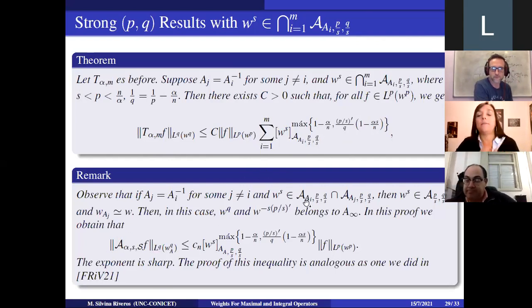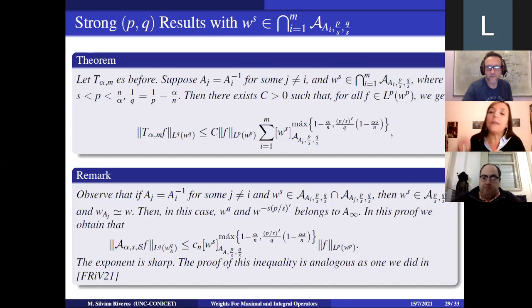I want to insist again that if we ask this condition on the matrix and W belongs to Marta's classes of weights, then W to the power of S is in the A_{P,Q} standard class of weights. And here we have a previous result that we obtained with Gonzalo and Raul, where we studied this sparse operator when we considered a fractional operator with the kernel in the H_{R,alpha} condition, that Hörmander condition. We studied first that problem, and then we started with this matrix problem.